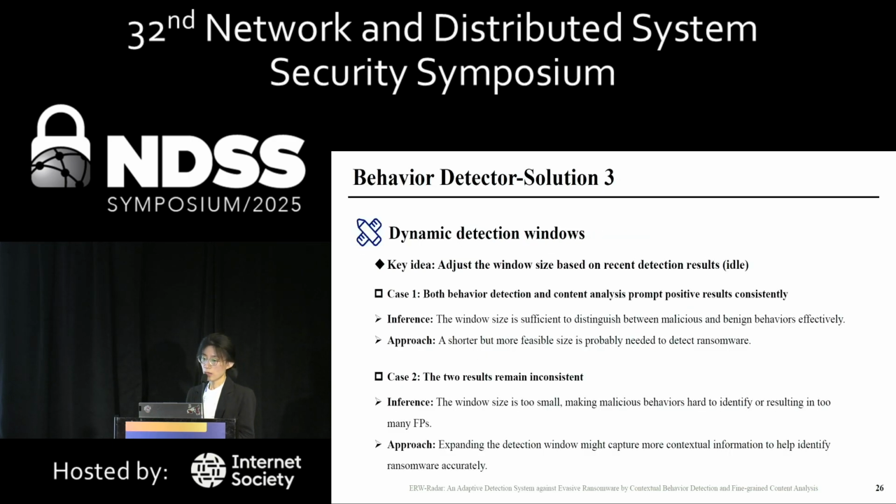Case 2, if the two results remain inconsistent, this indicates that the window size is too small, either making malicious behaviors hard to identify or resulting in too many false positives. So we need to expand it to capture more contextual information.